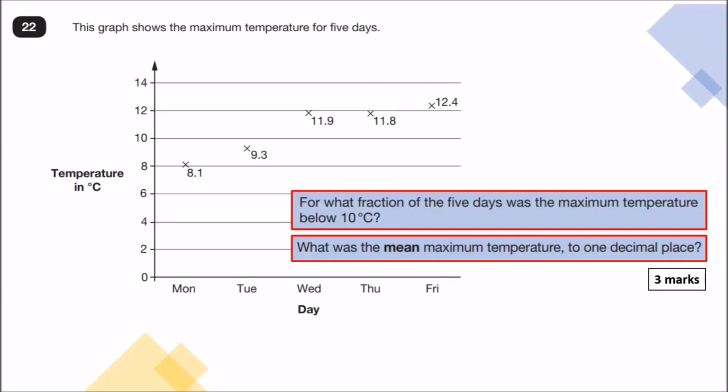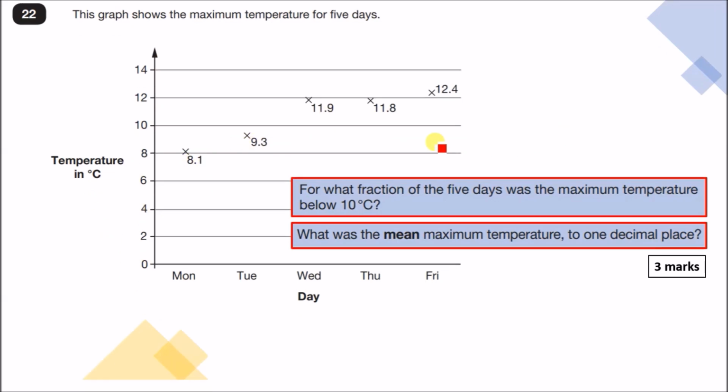All right, 22. So the graph shows the maximum temperature for 5 different days. So you've got Monday, Tuesday, Wednesday, Thursday, and Friday, and your temperature in Celsius degrees. And here are your 5 temperatures. So it looks to me Friday was the warmest and Monday was the coldest.